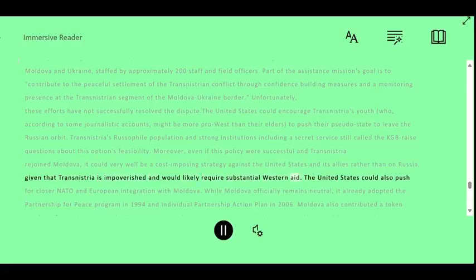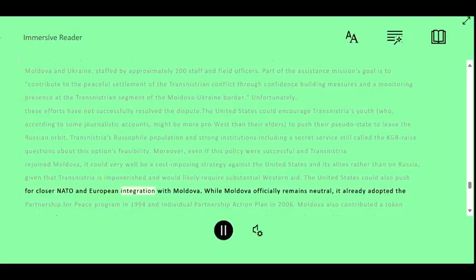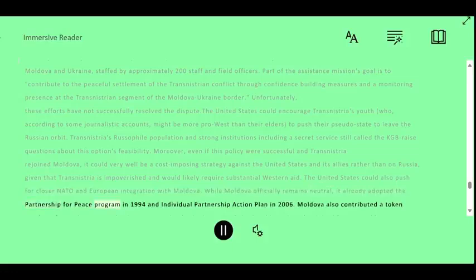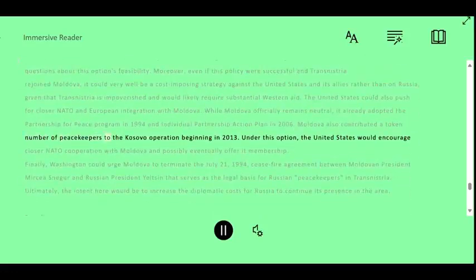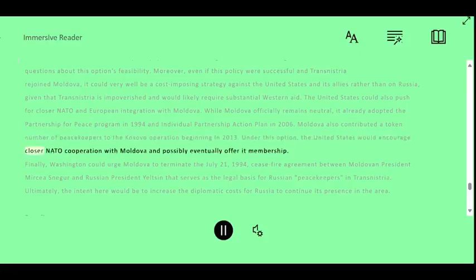The United States could also push for closer NATO and European integration with Moldova. While Moldova officially remains neutral, it already adopted the Partnership for Peace program in 1994 and Individual Partnership Action Plan in 2006. Moldova also contributed a token number of peacekeepers to the Kosovo operation beginning in 2013. Under this option, the United States would encourage closer NATO cooperation with Moldova and possibly eventually offer it membership.